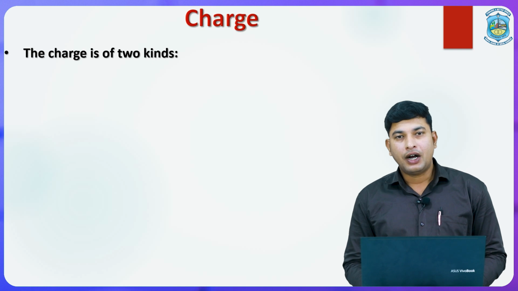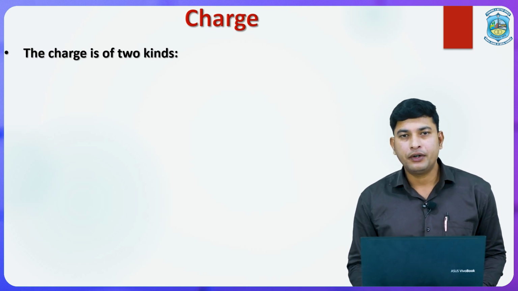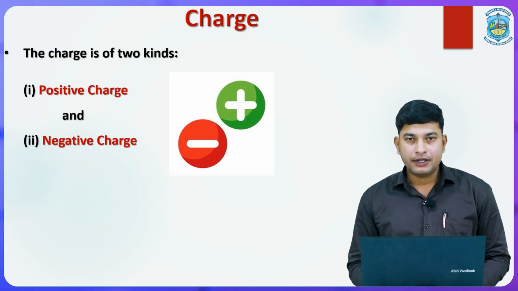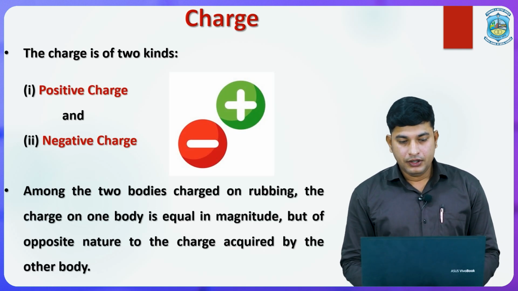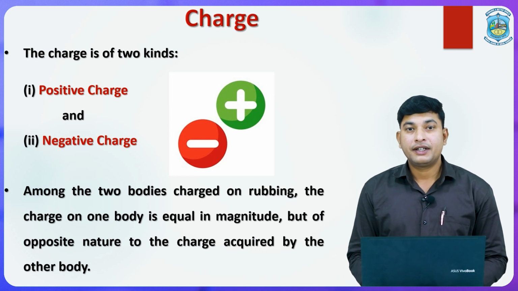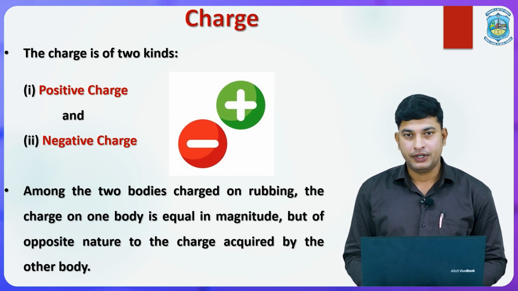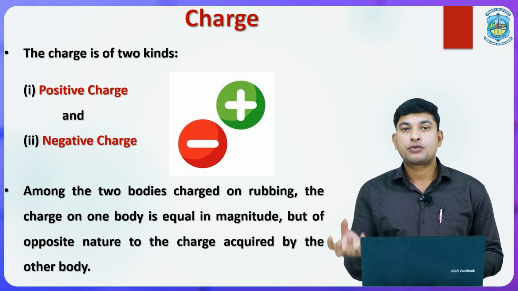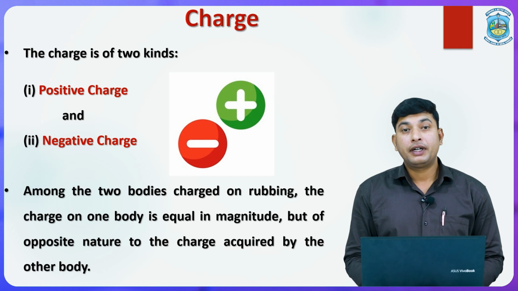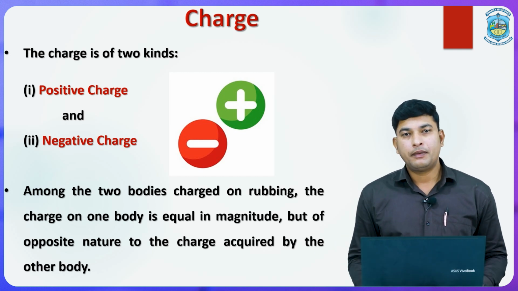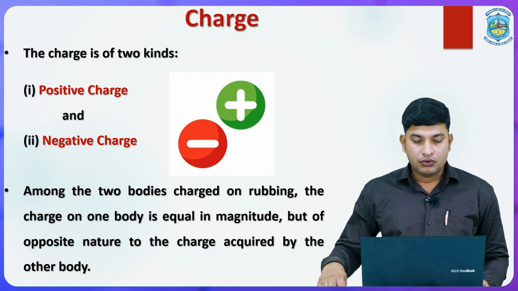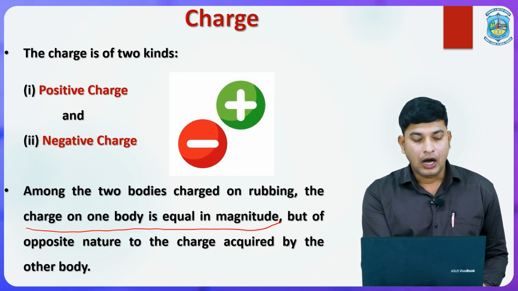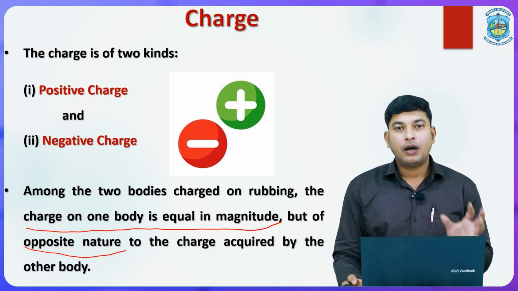Now, as we all know, charge is found in two kinds: positive charge as well as negative charge. Substances get charged because of the rubbing process. During rubbing, the transfer of electrons from one substance to another gives the materials a positive or negative charge, equal in magnitude. Among these two charged bodies, the charge on one body is equal in magnitude but opposite in nature. And this is what we know about charges.